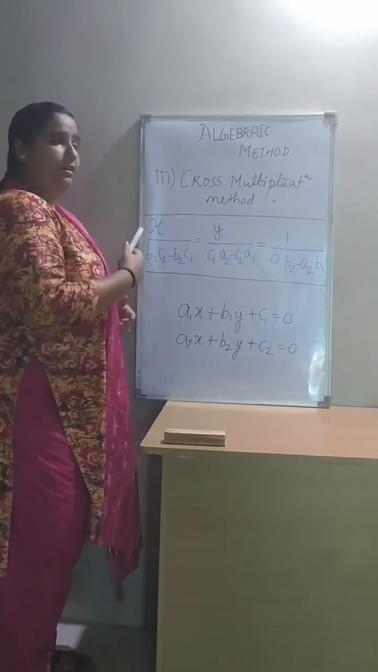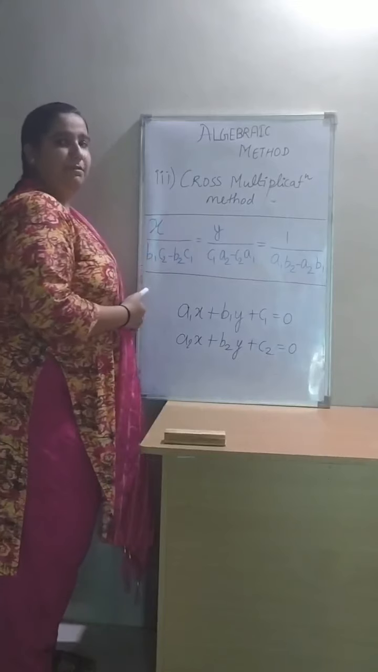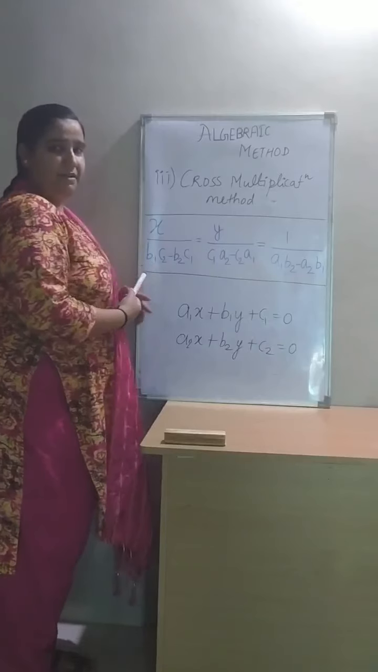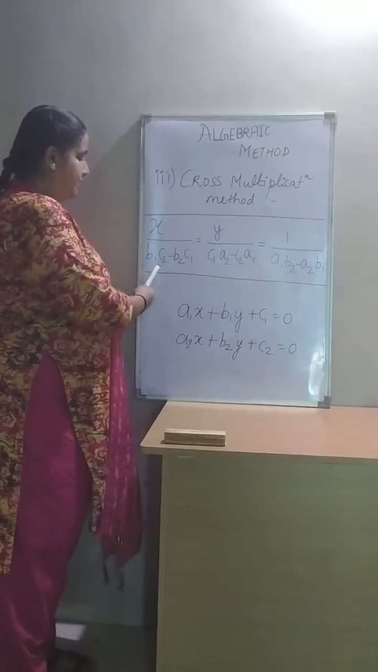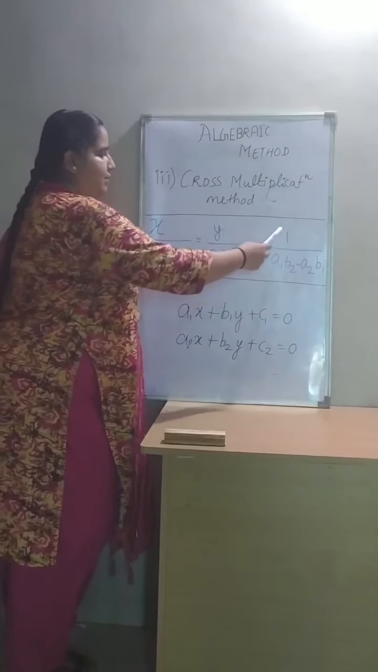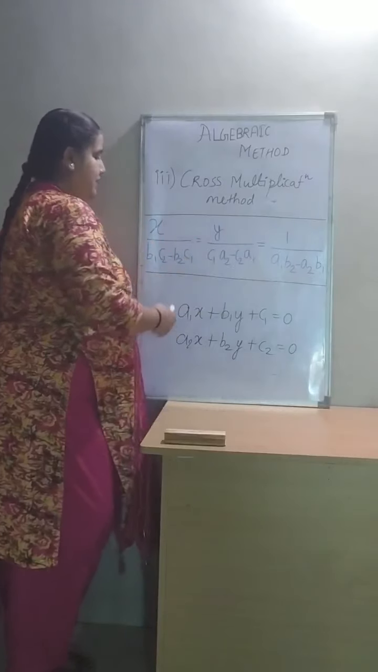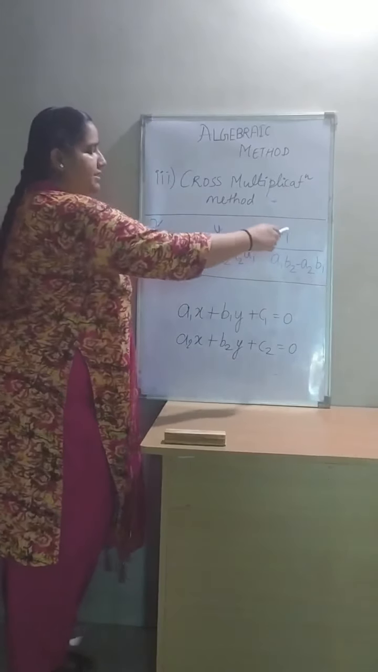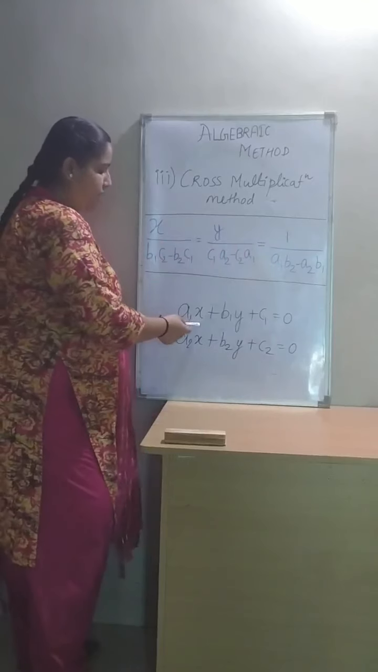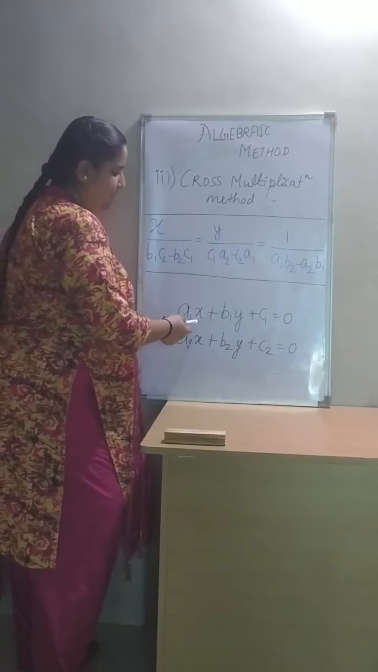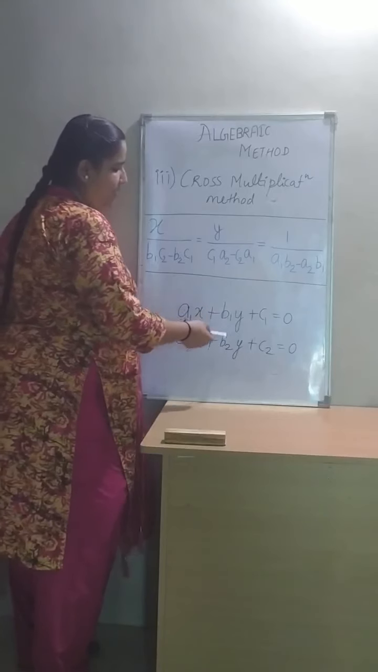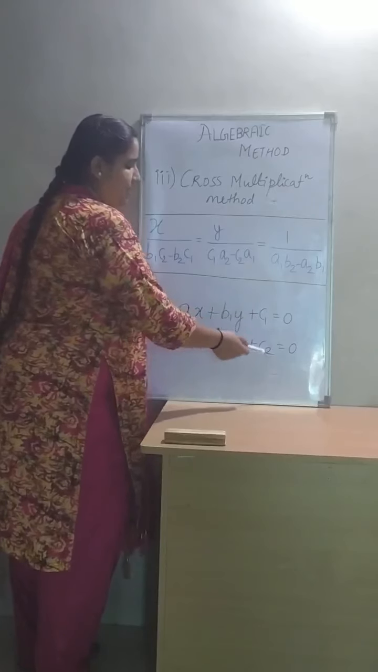So here we have the third method to solve a pair of linear equations, that is the cross multiplication method. In the cross multiplication method we must memorize this particular formula. This is x upon b1 c2 minus b2 c1, y upon c1 a2 minus c2 a1, and 1 upon a1 b2 minus a2 b1. This is the x term, this is the y term, and this is the constant term. What are these a1, b1, c1, a2, b2, c2? These are the coefficients of the variables in the equation. a1 is the coefficient of x and a2 is the coefficient of x in the second equation. b1 and b2 are the coefficients of y, and c1 and c2 are the constant terms.